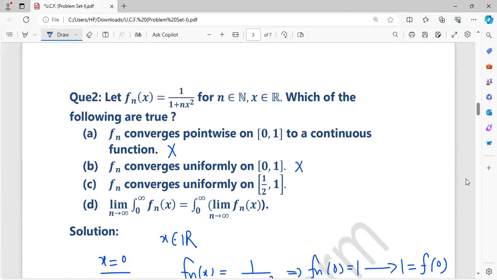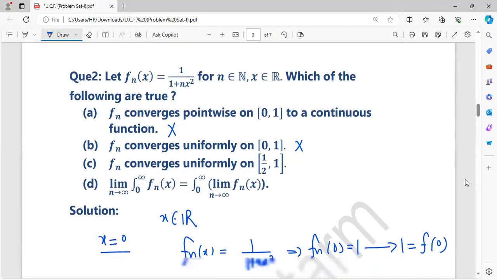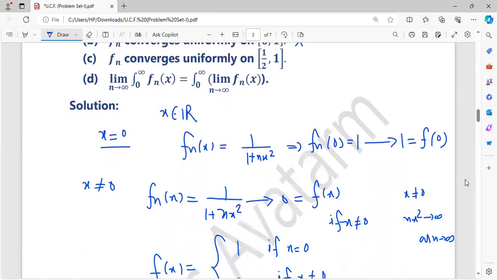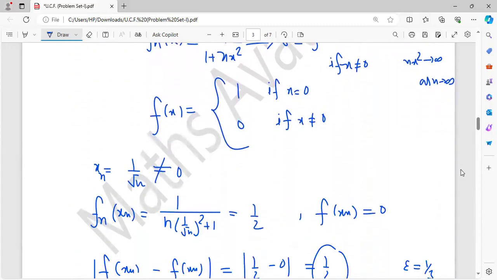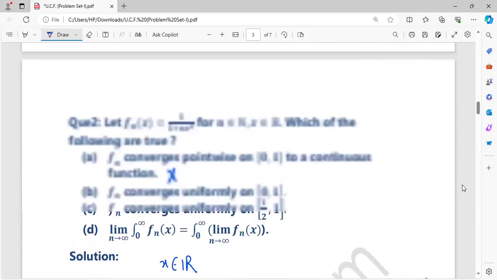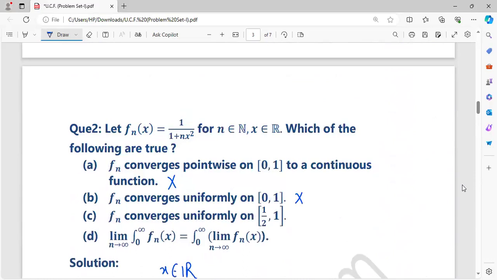Because 1 upon under root n, the point x_n, belongs to the closed interval [0, 1]. So the function is not uniformly convergent on the closed interval [0, 1]. Okay. But the function converges uniformly on this other interval.